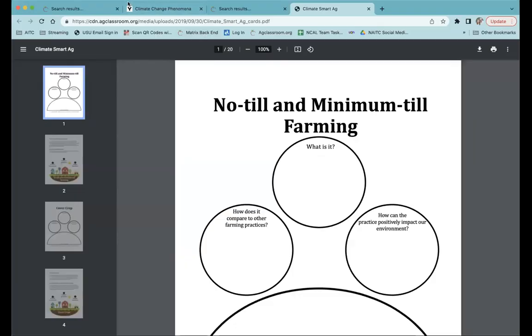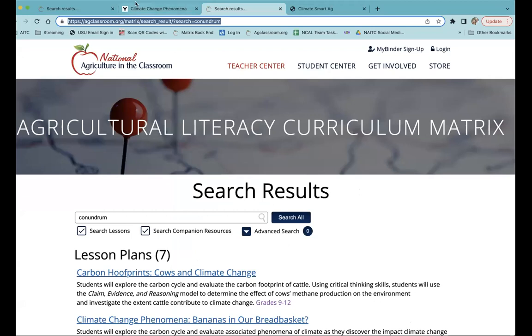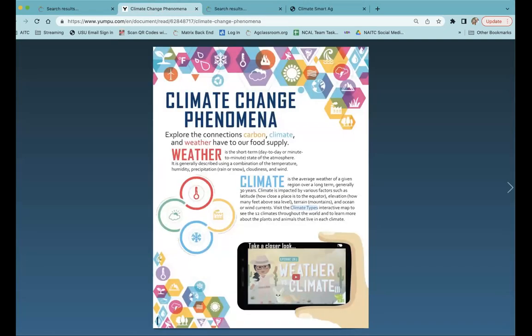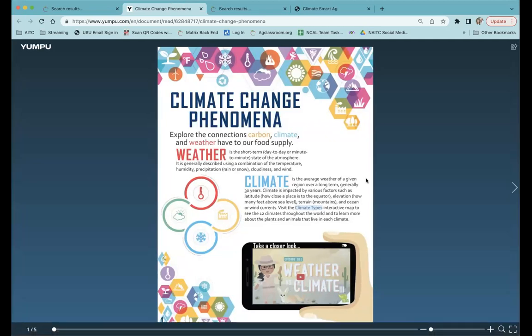And I'm going to pull it up. Okay, so you'll find this link in the lessons if you use the URL that I shared in the chat. But this is what the Climate Change Phenomena e-magazine looks like. It's something you can share with your students. It's got labs in it that they can click on. They're going to be learning how we can connect carbon, climate, and weather with our food supply.